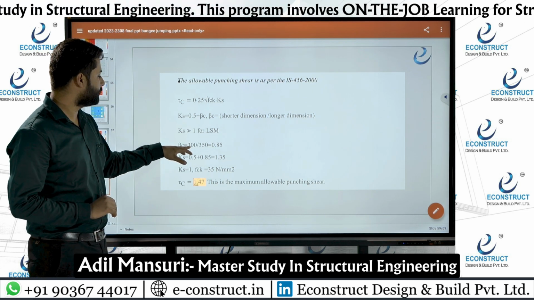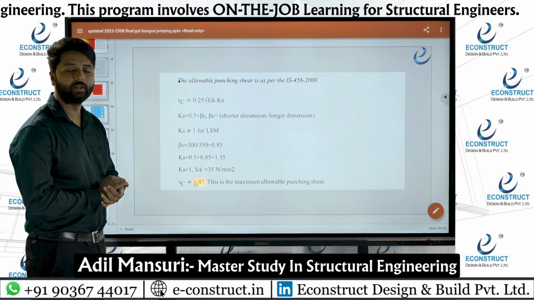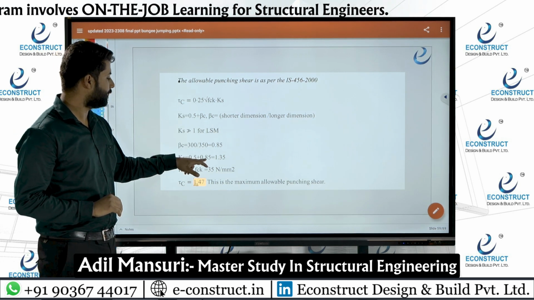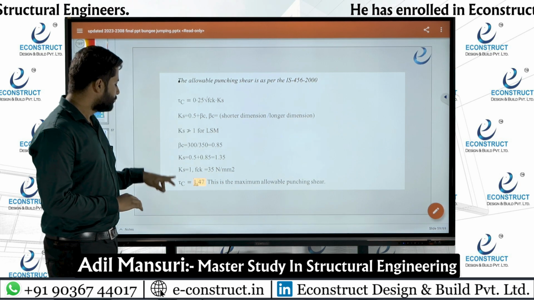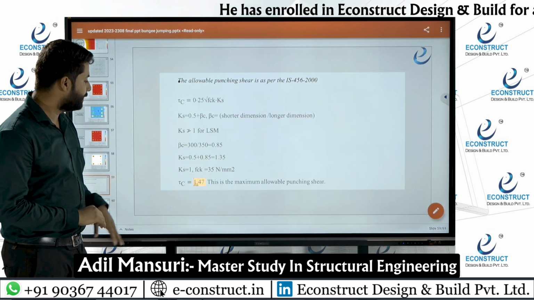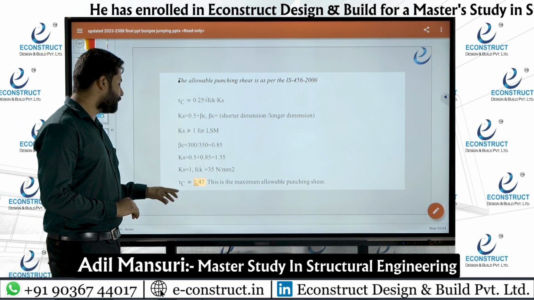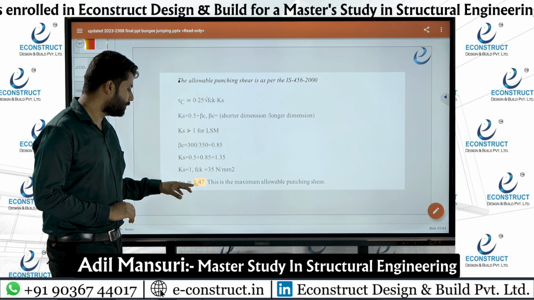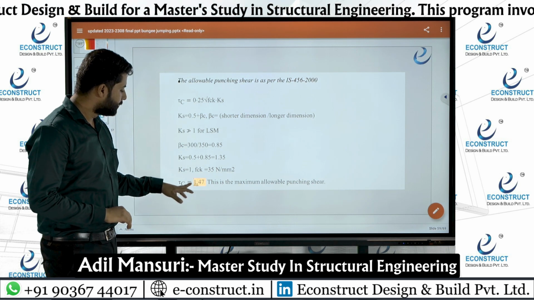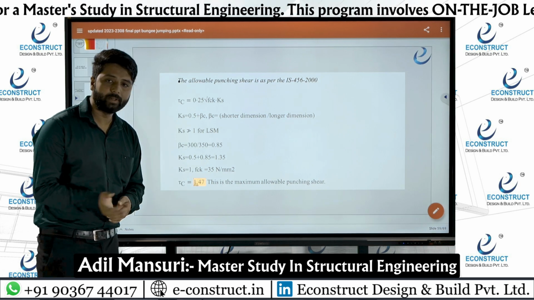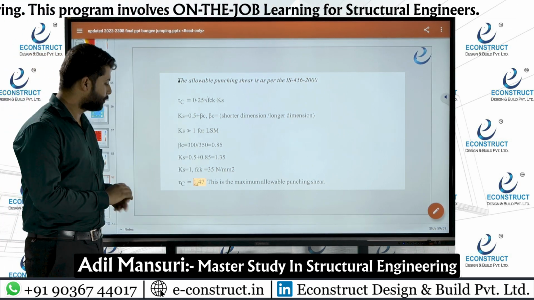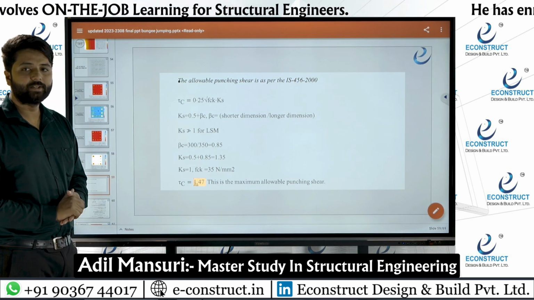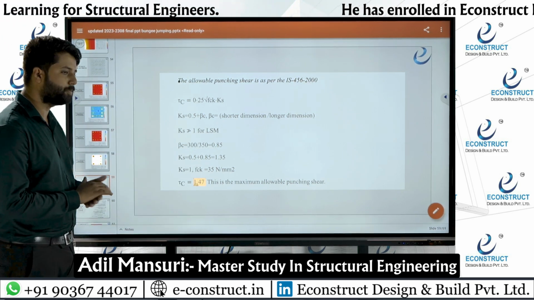So beta c is 300 by 350, I am getting 0.85, and with the sum of 0.5, I am getting ks value 1.35. It cannot be more than 1, so ks I have considered is 1 and fck is 35. So I am getting tau c, the allowable punching shear, as 1.47, and in previous slides, I am getting values for the column less than 1.47. So my punching check is okay. It is passing in punching.